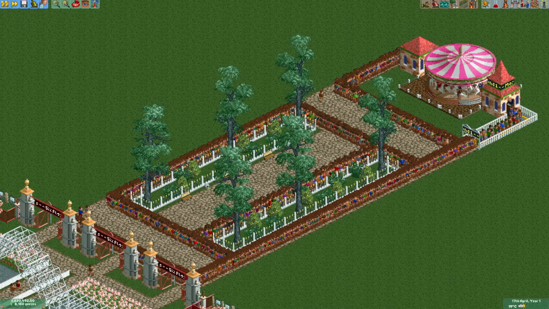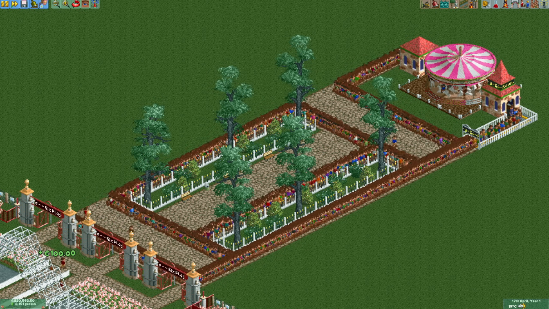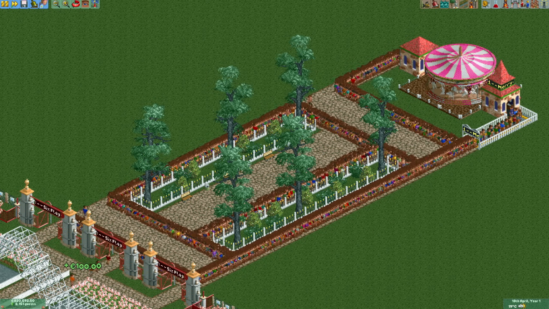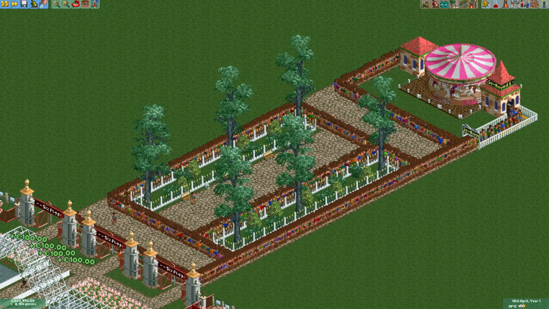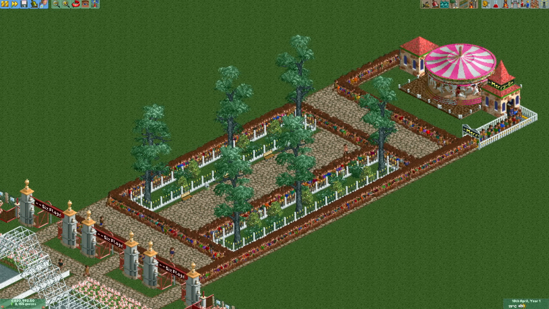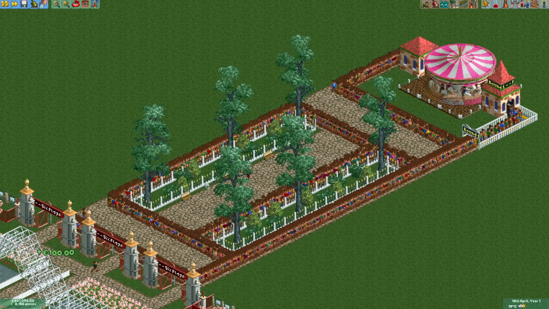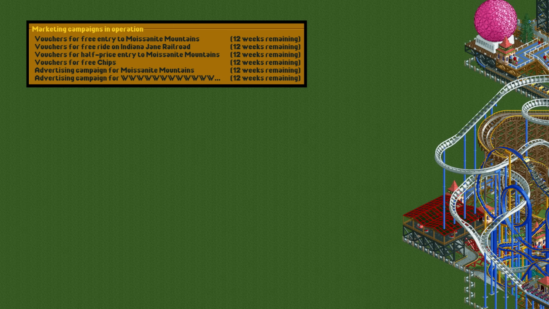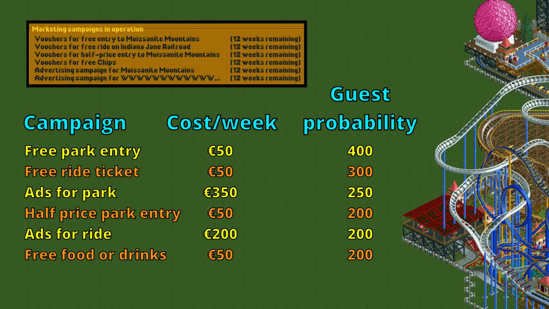This is why ads are so powerful. You can charge $100 for a park with 1 merry-go-round and 8,000 guests in it, and the ads will still attract the same number of guests. How they work is really simple. Every ad campaign has a guest probability and that's pretty much it. There are some interesting aspects to this though.